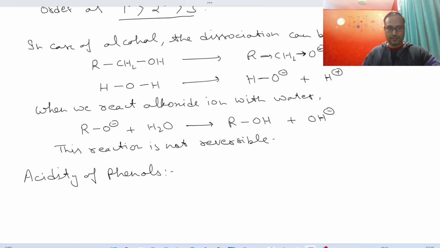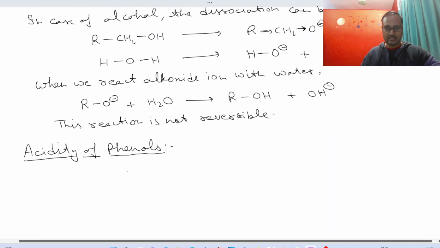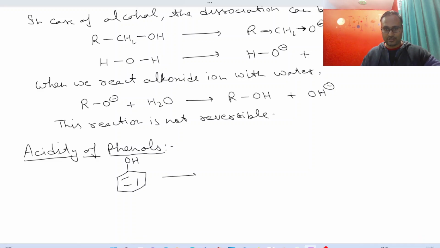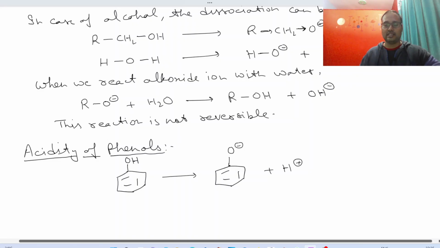If we compare phenol to that of alcohols and water, they are said to be more acidic than alcohols and water. Why so? As we can see over here, the dissociation of phenol can be shown as phenoxide, O negative, and plus H plus. Now the carbons of the benzene ring are sp2 hybridized. All the carbons are sp2 hybridized.